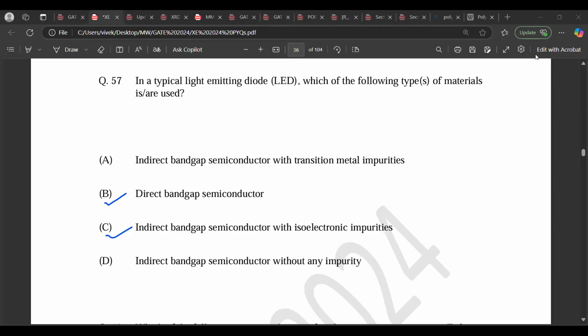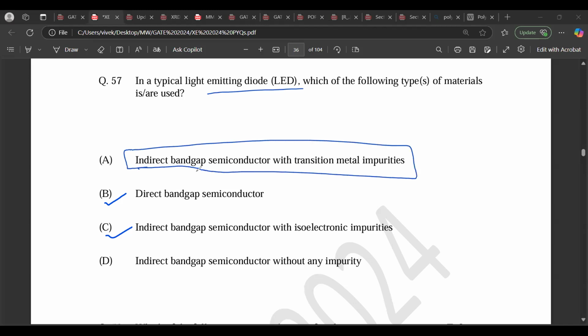As per the concepts that we learned, it's very obvious what material is required for LED. You cannot go with indirect and transition metal. This typically gives you very low efficiency because of the phonon involved, where the transition will not have that much energy because it loses energy. You can use this for spintronics, solar cells, and other applications, but for emission of light, it's not good. Indirect without any impurity is anyway not good.